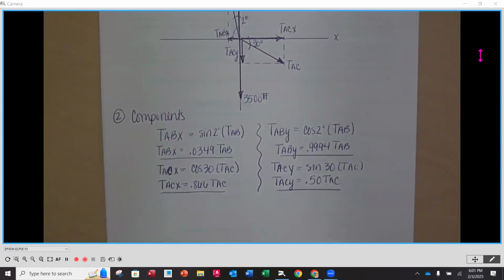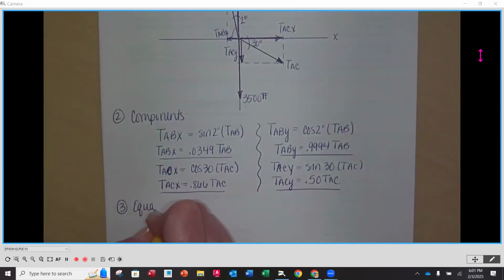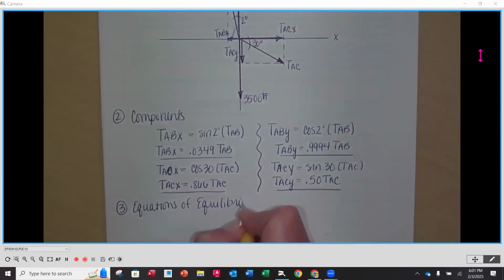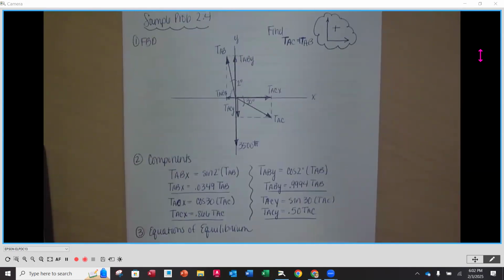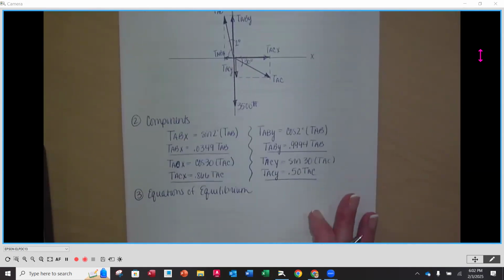All right. So once we have our X and Y components, we can now use the equations of equilibrium. Okay, so the 2 equations of equilibrium that we're going to have here are going to be sum of the forces in the X equals 0 and sum of the forces in the Y is going to be equal to 0. Okay, so that's going to be our next step. I like to say equations of equilibrium. Okay, I always like to know the steps I'm taking. This is our 3rd step. So we've got 2 of them, like I said. So let's start with sum of the forces in the X equals 0, and let's see how far we can get, okay?